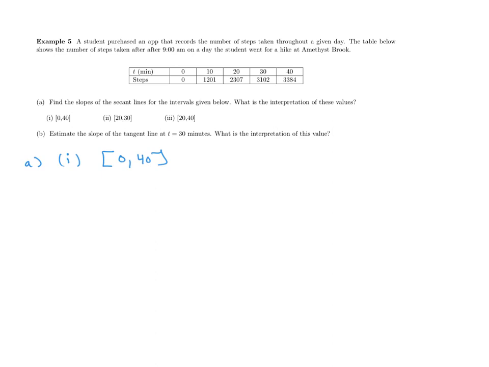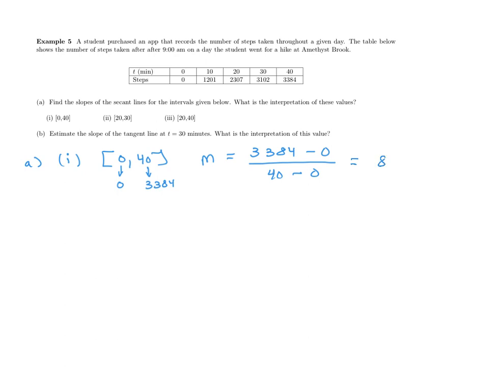And the reason for this is the corresponding y values are given. This one's 0, and this one is 3,384. Therefore, if we want the slope, it's going to be y2 minus y1. That's 3,384 minus 0, all over, in this case, t2 minus t1, which is 40 minus 0. So again, this is the y value, so this minus this. These are the t values. If you type this into your calculator, let's see what we get.